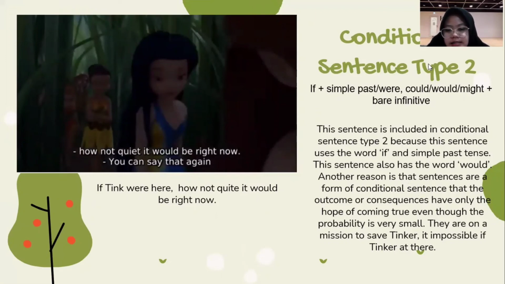Another reason is that this sentence is a form of conditional sentence where the outcome or consequence only has the hope of coming true even though the probability is very small. They are on a mission to save Tinker. It's impossible if Lizzie is here.